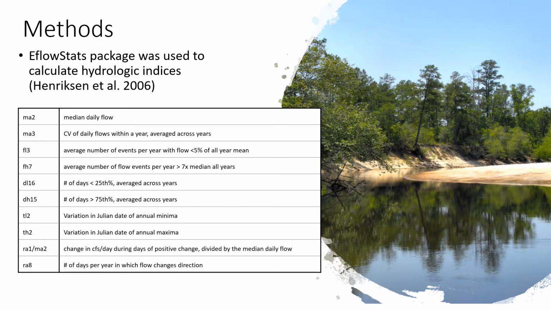So we used a package called eFlowStats in R to calculate these hydrologic indices. And these indices that you're seeing are used across all kinds of hydrological works. They're super cool because it allows us to compare results from one paper to another. So these are like standardized indices. They came out of the Hendrickson et al. 2006 work through USGS. And we've got 2 indices per dimension of the flow regime.